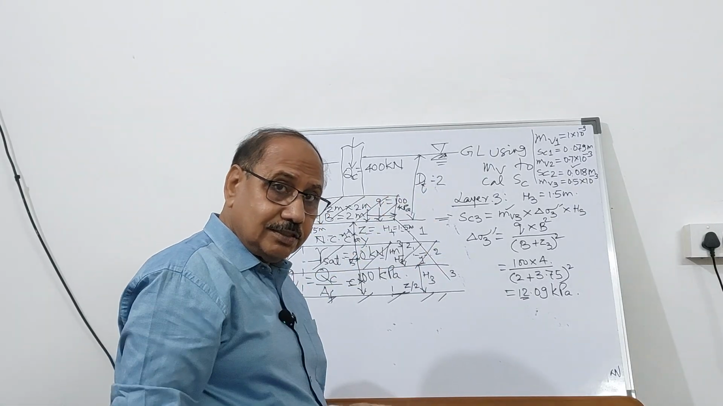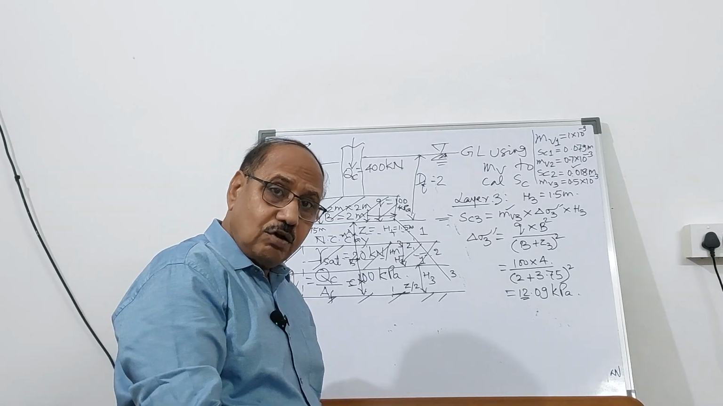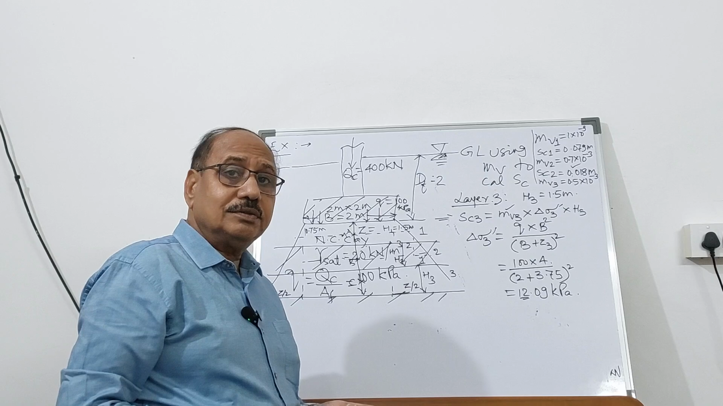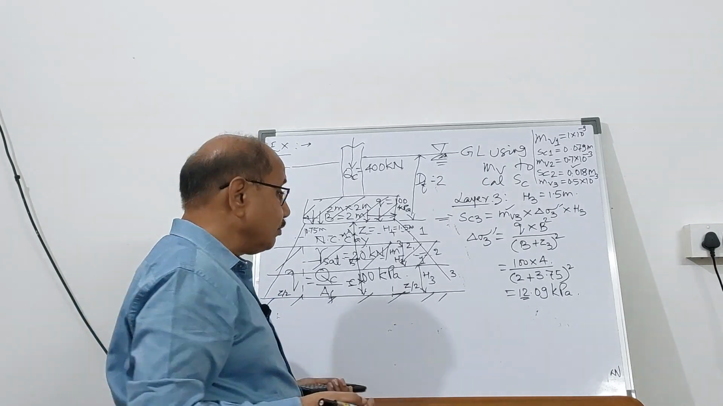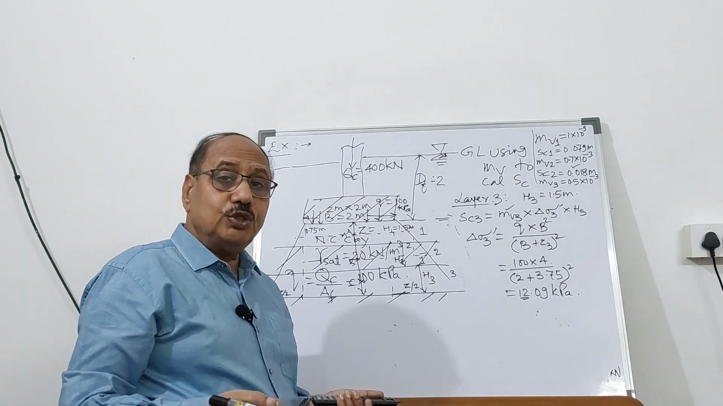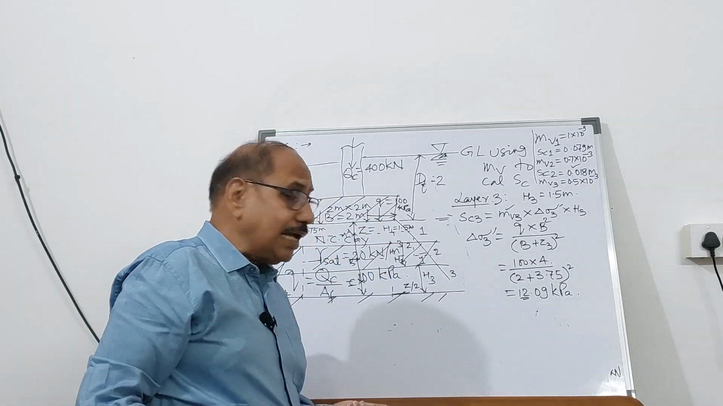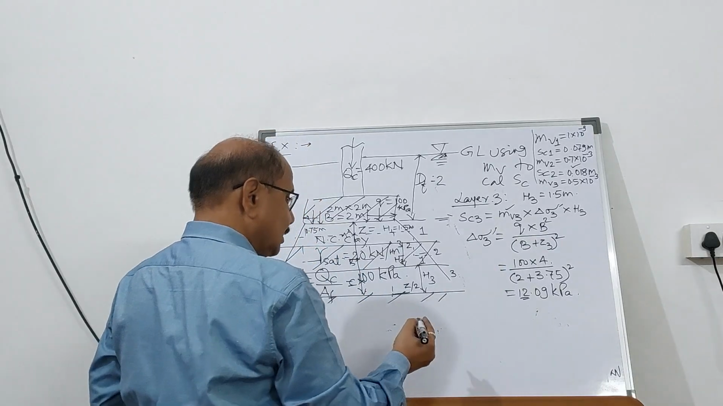When the pressure decreases as you go down from the base of the footing and becomes almost 10%, that is called the zone of influence. So 10% of Q. Here Q is 100. It has come down to 12. So you have got this.